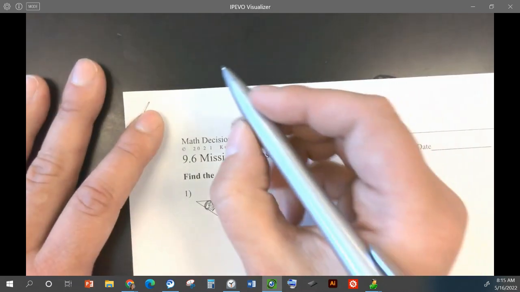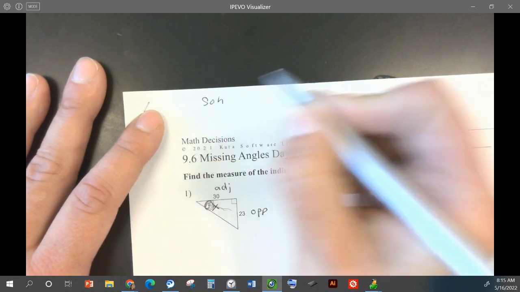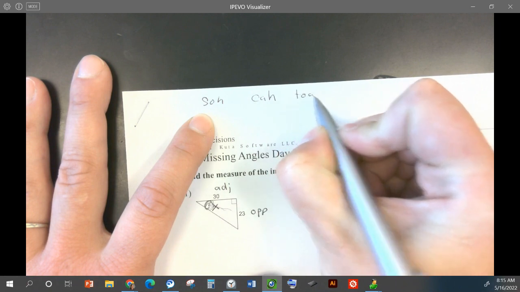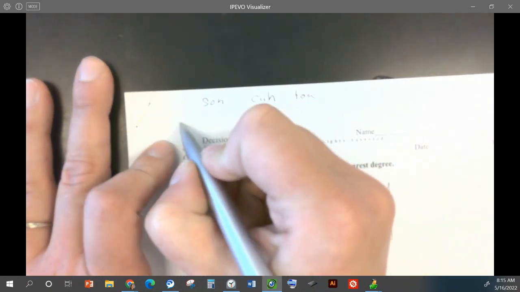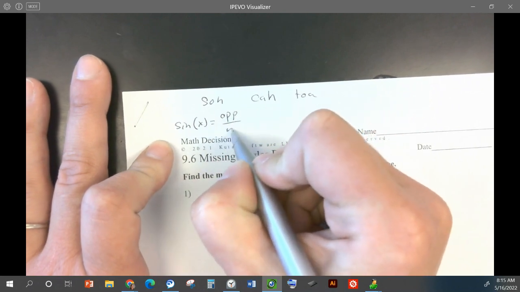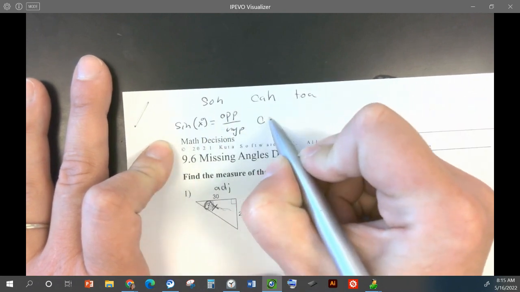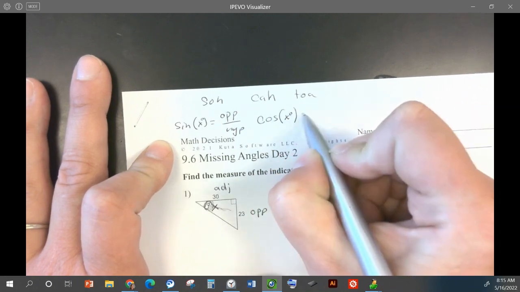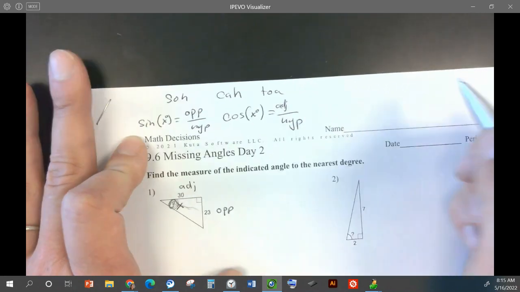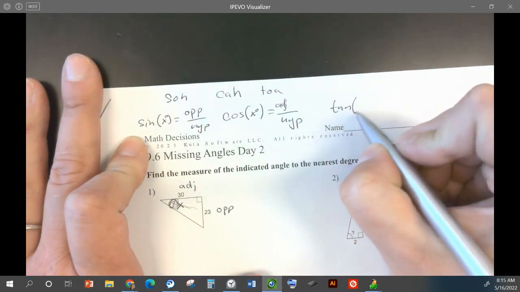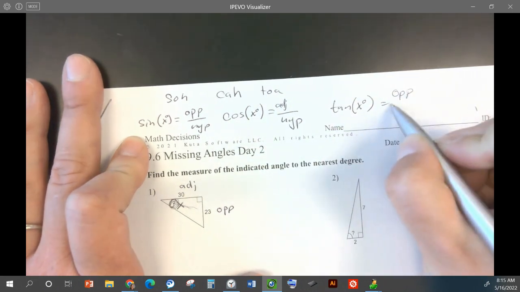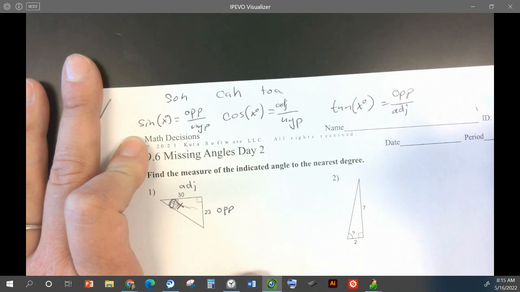Up to you. Okay, so we have, I like this. This helps me remember. We have SOH CAH TOA. Perfect. And we have sine of the angle is equal to the opposite side over the hypotenuse. The cosine of the angle is equal to the adjacent over hypotenuse. And the tangent of the angle is equal to the opposite side over the adjacent side.